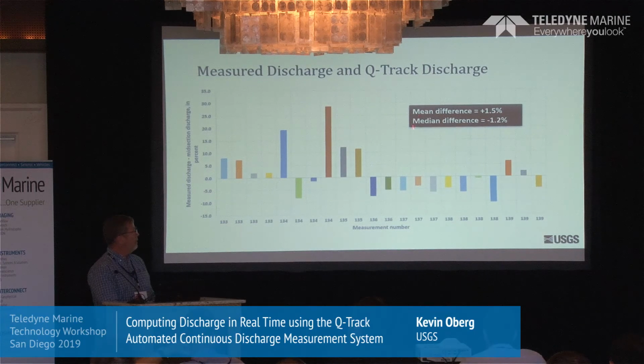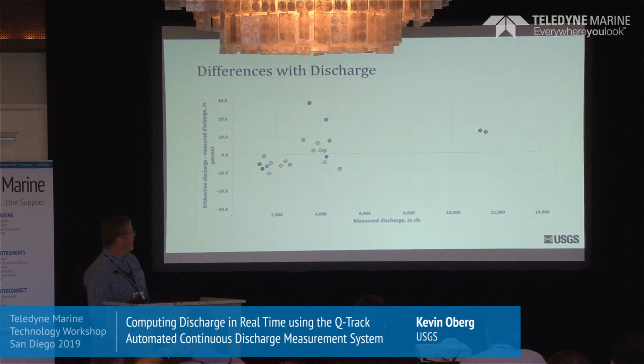But our mean difference is around 1.5%, or if you look at the median, it's minus 1.2. I think that's quite good overall. If you plot the differences against discharge instead of discharge measurement or time, you see that there does seem to be a little bit of a trend, and we only have 2 measurements at the high end, and we need to obtain more of those.